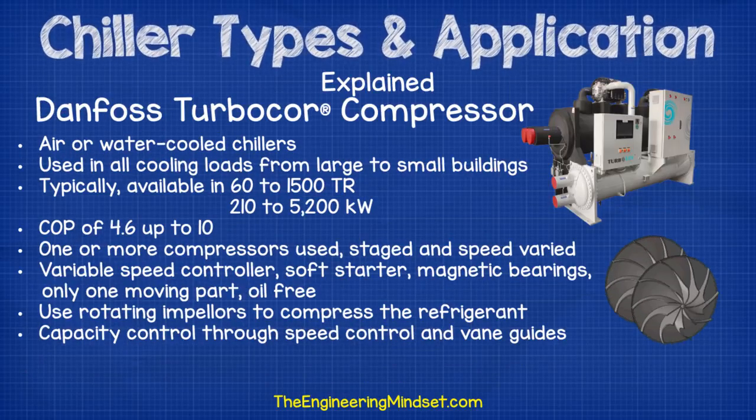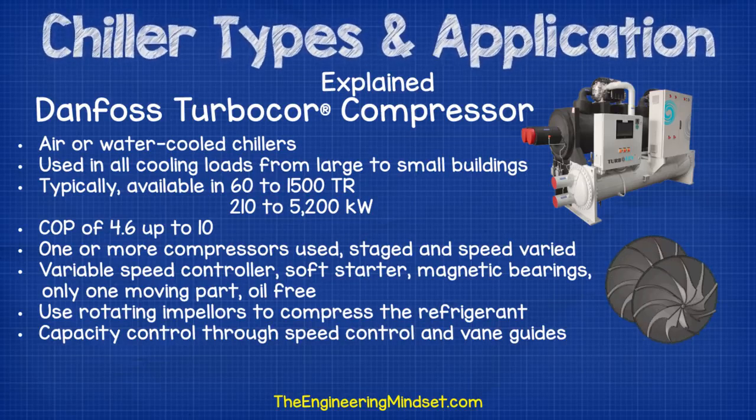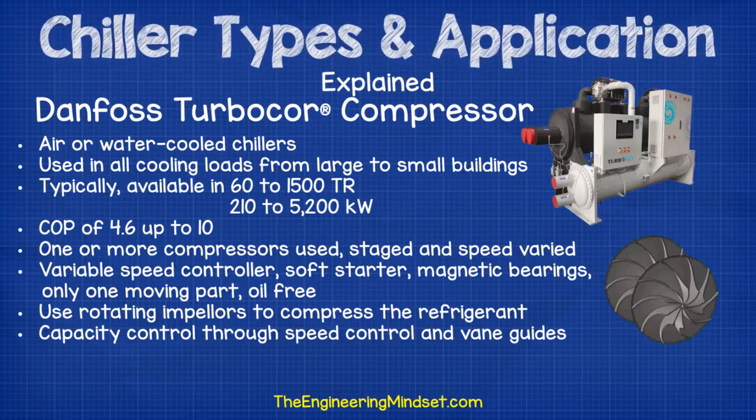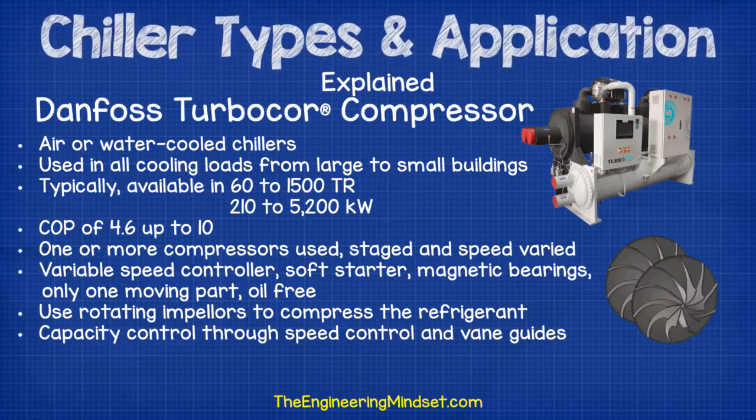Turbo core compressors represent the latest in chiller compressor technology, and they are an evolution on the centrifugal type compressor. And this is definitely something to keep an eye on as they are becoming more common, and you're going to start to see these more and more in buildings. Turbo core compressors can be used for air or water cooled chillers, and they are used in all cooling loads from large to small buildings. They're typically available in 60 to 1500 tons or 210 to 5200 kilowatts. They have a COP of 4.6, even up to 10.